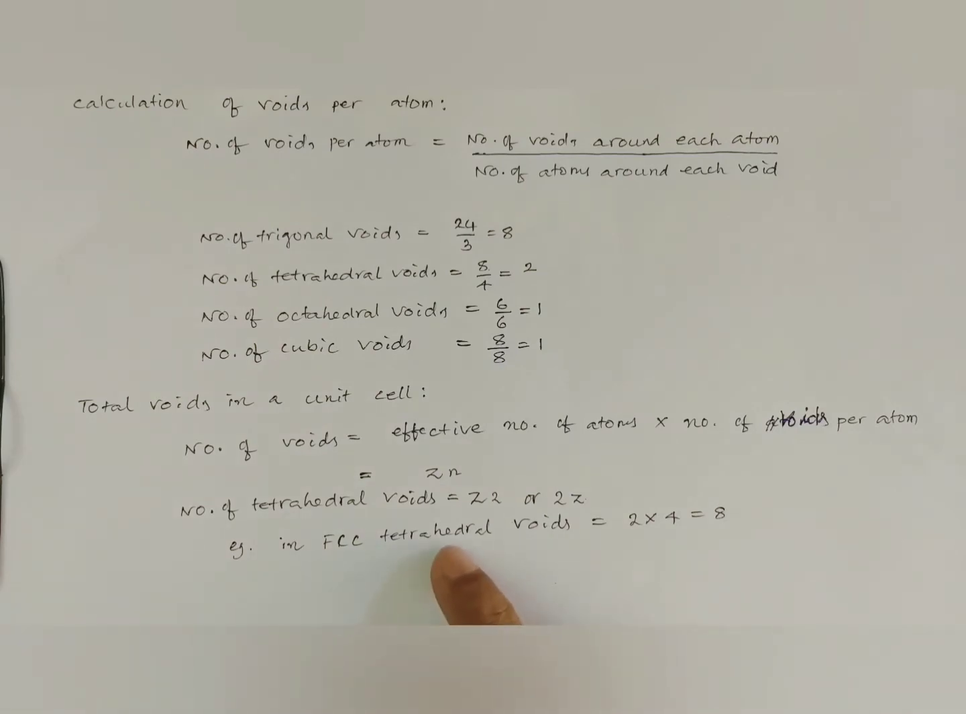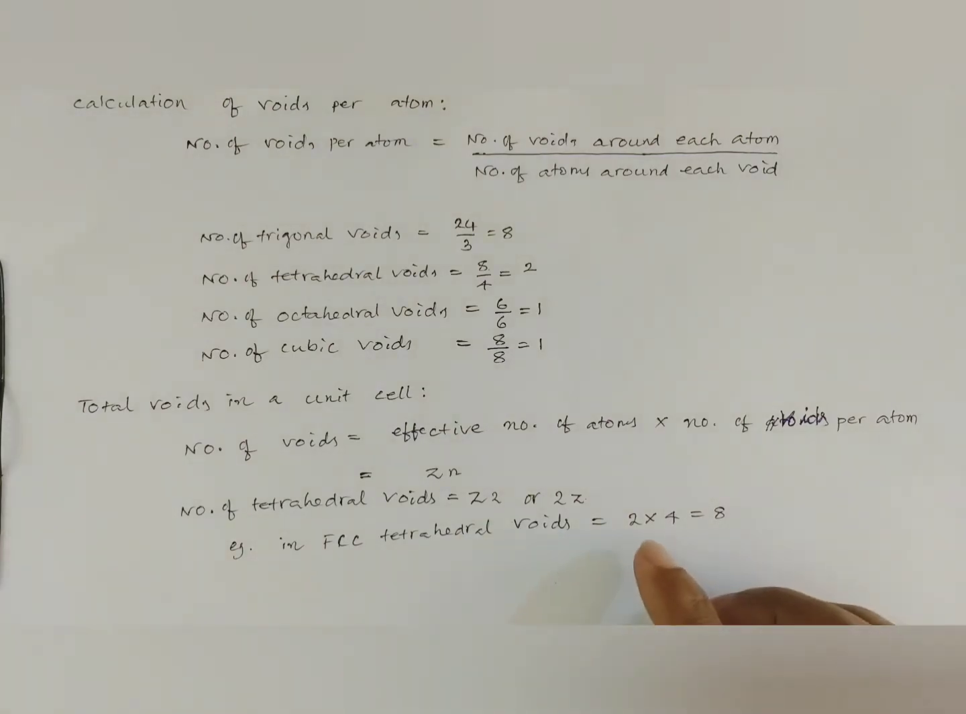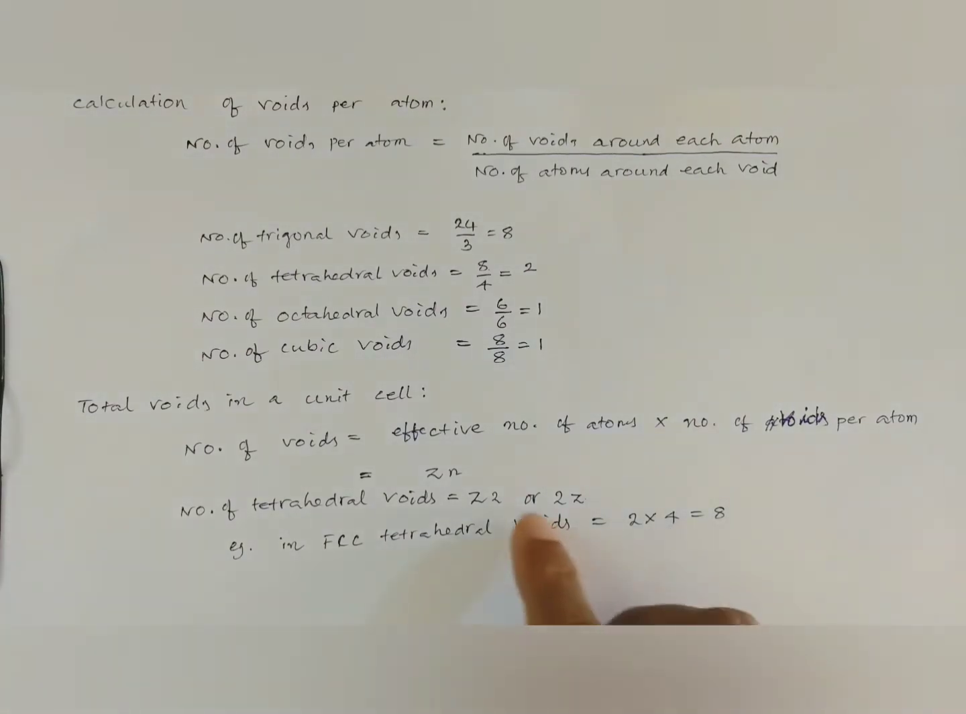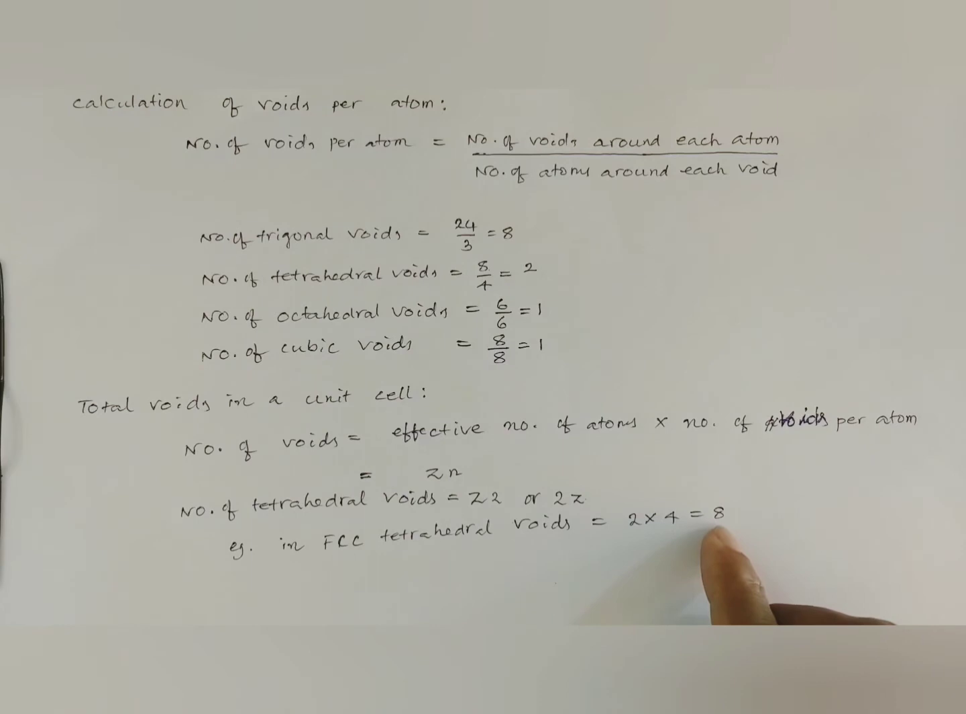Even in HCP also, you will get the calculation like this only. The number of tetrahedral voids will be twice the number of effective atoms. So here there are 4 effective atoms in FCC. That is why we are obtaining 8 tetrahedral voids.